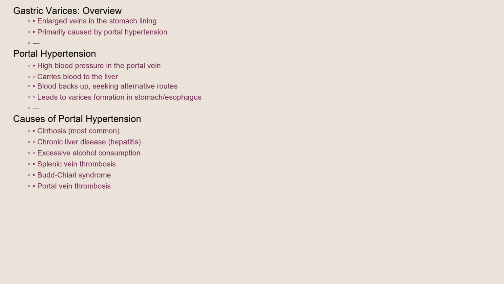But what leads to this abnormal growth? The primary culprit behind gastric varices is portal hypertension. Portal hypertension is a high blood pressure in the portal vein, which carries blood from the digestive organs to the liver. This high pressure causes blood to back up, searching for alternative routes to return to the heart. These alternative routes often involve veins in the stomach and esophagus, leading to their enlargement and the formation of varices.